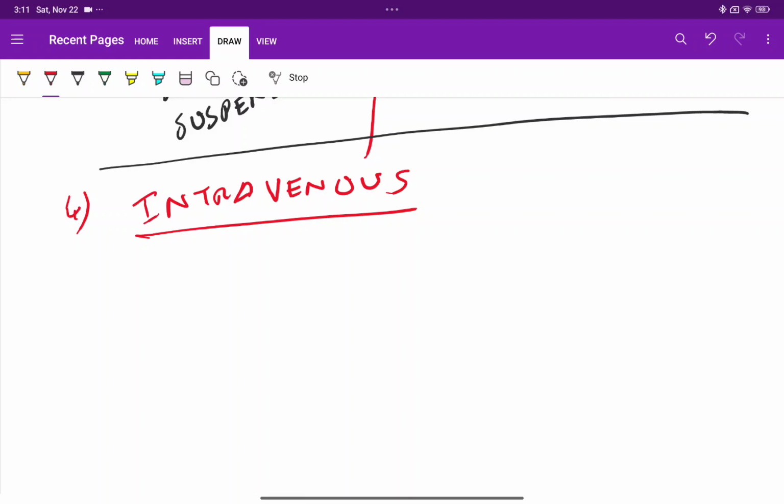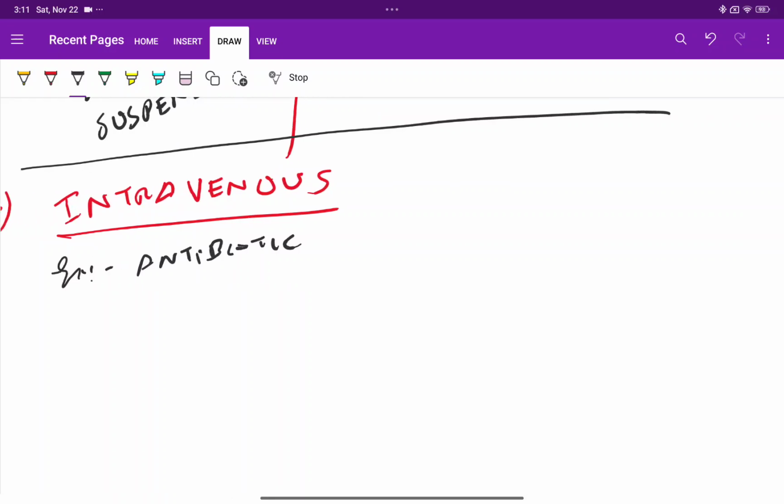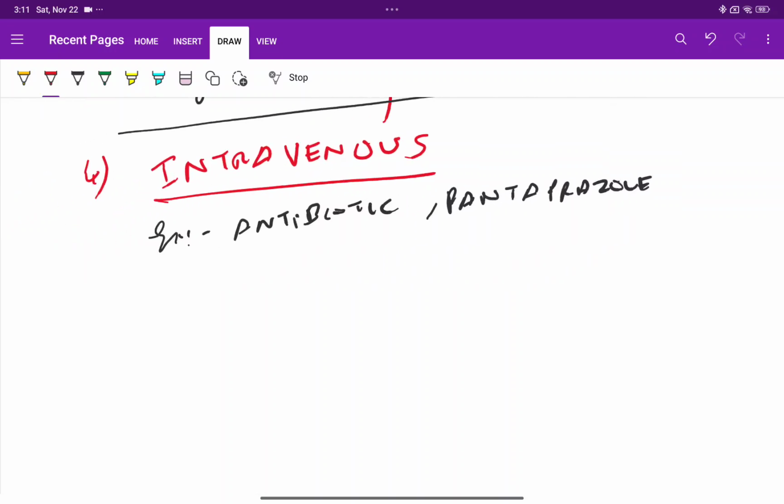Then let us see about the examples. What are the examples of intravenous routes? See, common IV antibiotics, ceftriaxone, cefoperazone, piptaz, amikacin are usually given by intravenous routes. Okay, we give pantoprazole. Pantoprazole is given by the intravenous route. Okay, so many other examples are there.